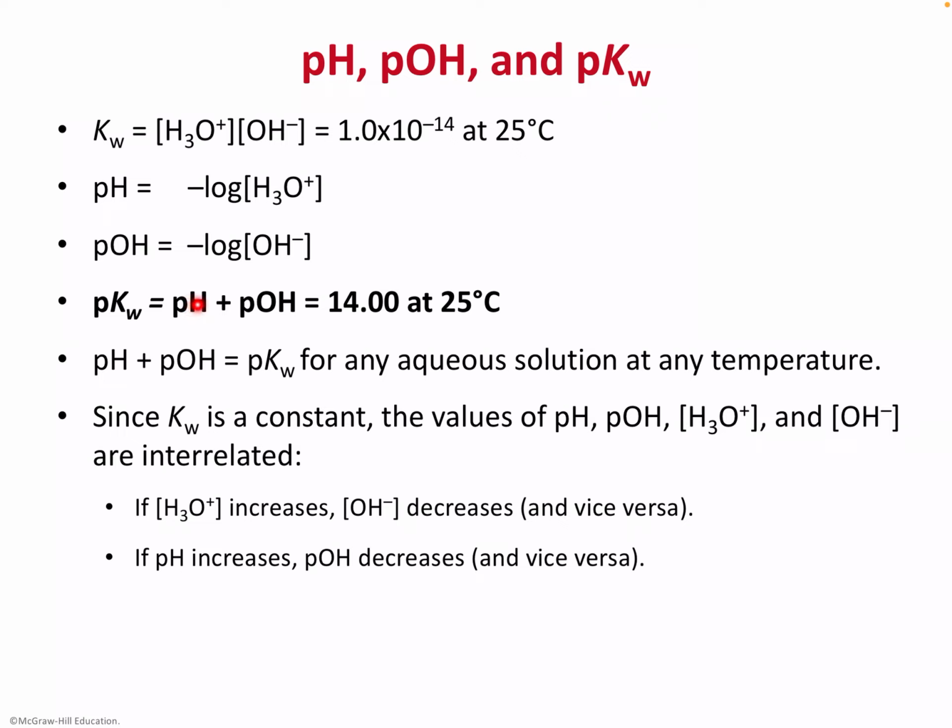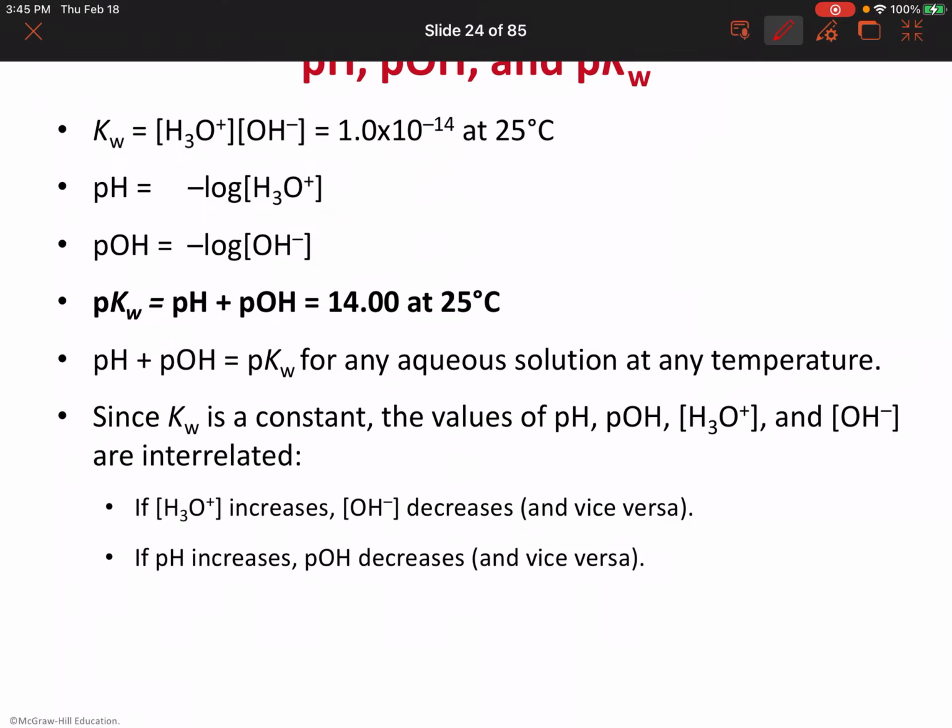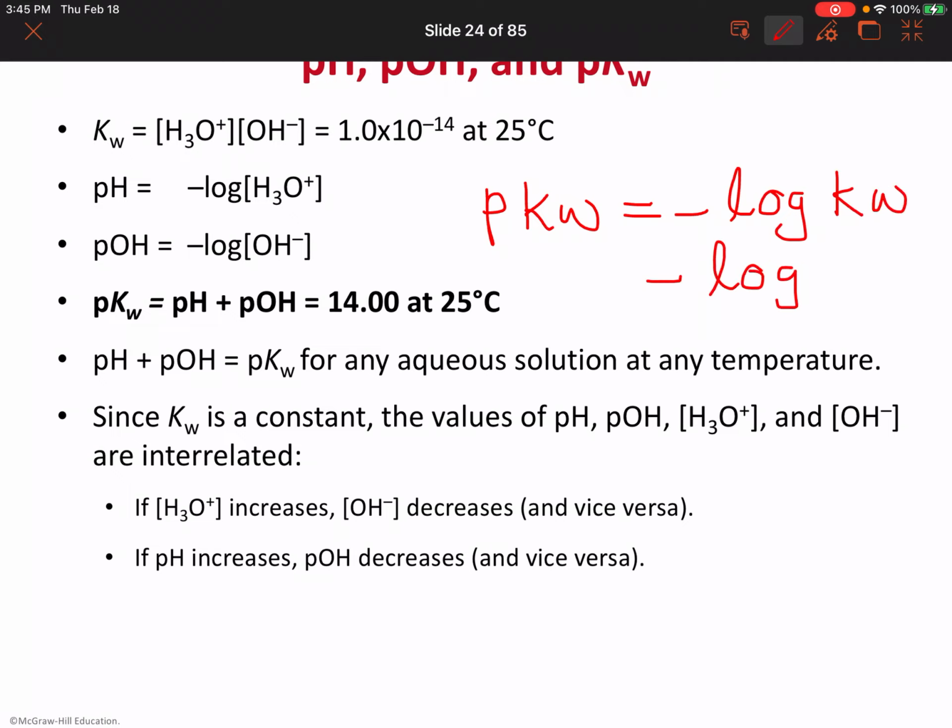In a neutral solution, if the pH is 7, pOH also 7, 7 plus 7 is 14. So 7 would be for a neutral solution, but it could be acidic or it could be basic. But when you add the two together, the pKw would be 14 because the Kw is 1 into 10 to the negative 14. So how do you find pKw? So the pKw is negative log of Kw, negative log of 1 into 10 to the negative 14.